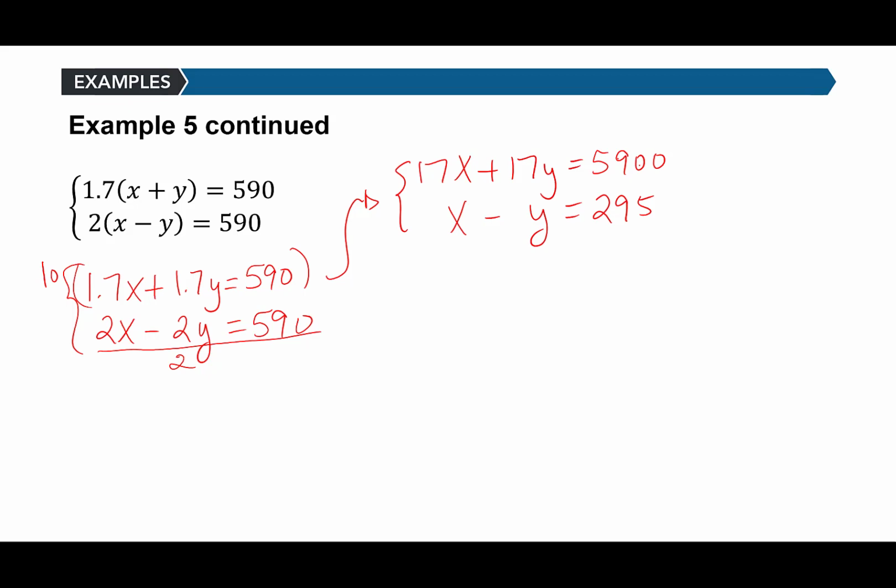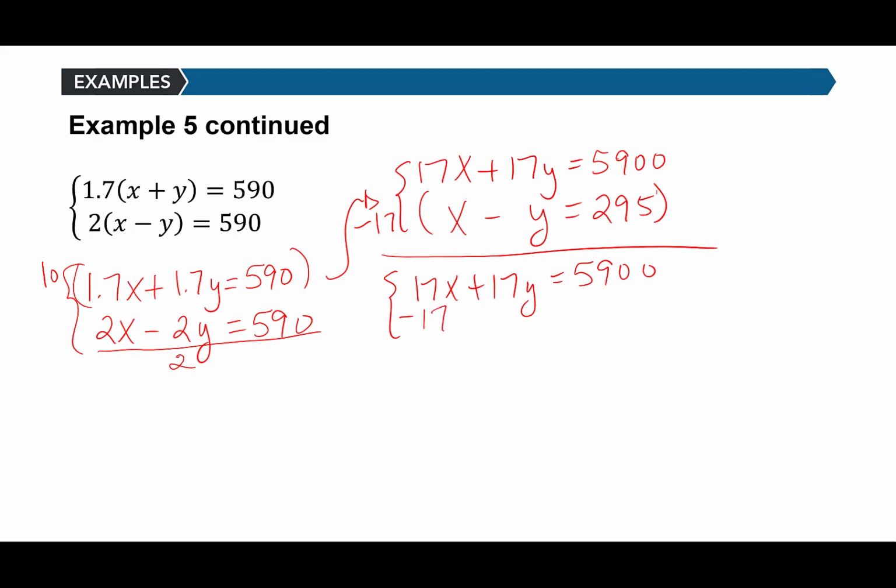If we try to eliminate the x variables, notice that the common multiple between 17 and 1 would be 17. We already have the positive 17x, so we need a negative 17x on the second equation, which we can achieve by multiplying by negative 17. So our new system would become 17x plus 17y equals 5,900. And then distributing by negative 17, we get negative 17x plus 17y is equal to negative 5,015.